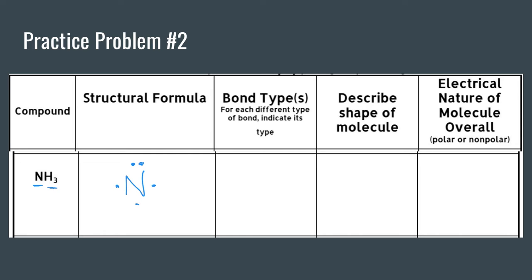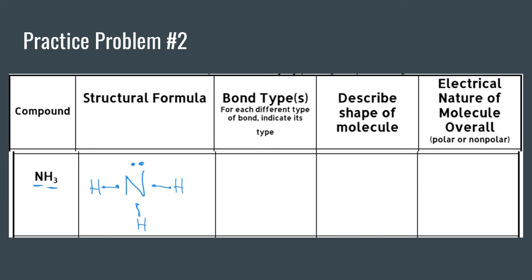And then we also have 3 hydrogens, which is very convenient because our nitrogen wants to make 3 more bonds. So we're going to go 1, 2, 3, and then we just go ahead and connect those with our lines. So now everyone's happy because hydrogen wants 2 and nitrogen wants 8. So when you count around, you end up with 2, 4, 6, 7, 8.